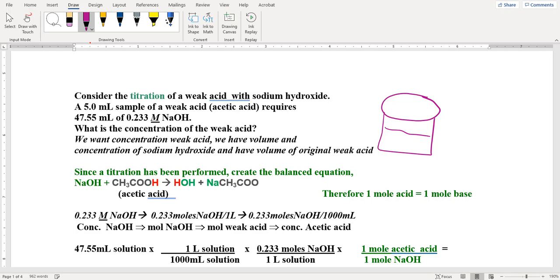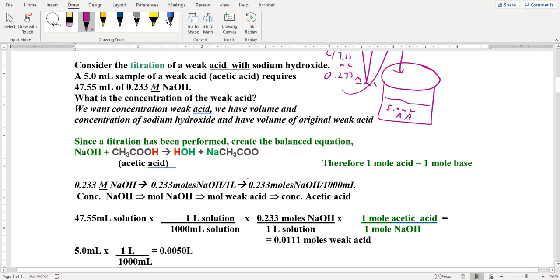So again, in my starting beaker, I have 5.0 mLs of my acetic acid. And then using a burette, in order to reach the equivalence point, aka the end point, because we use an indicator, I need to add in 47.55 mLs of our known concentration of 0.233 molarity sodium hydroxide. And that will reach the equivalence point.